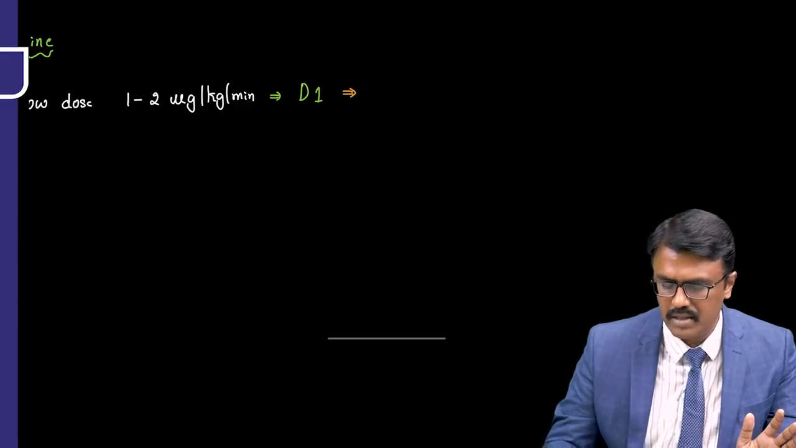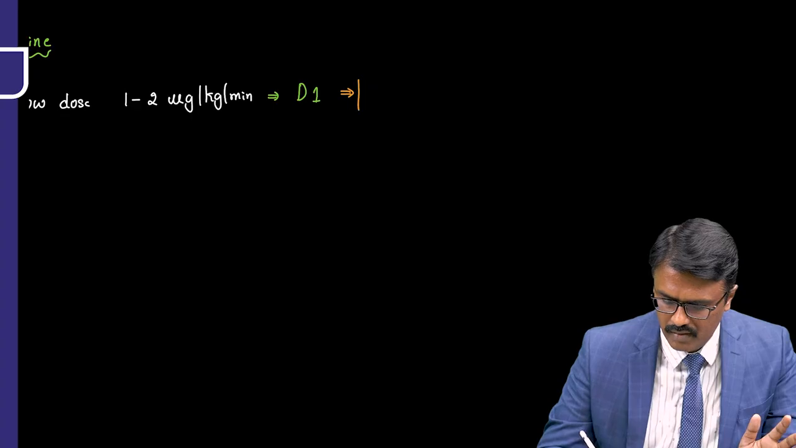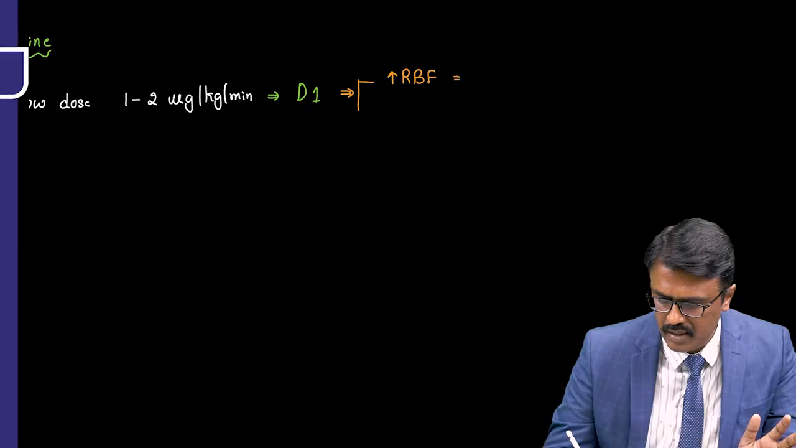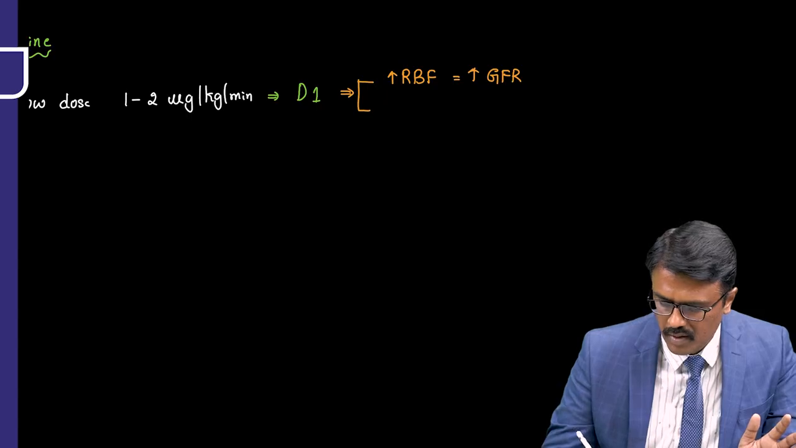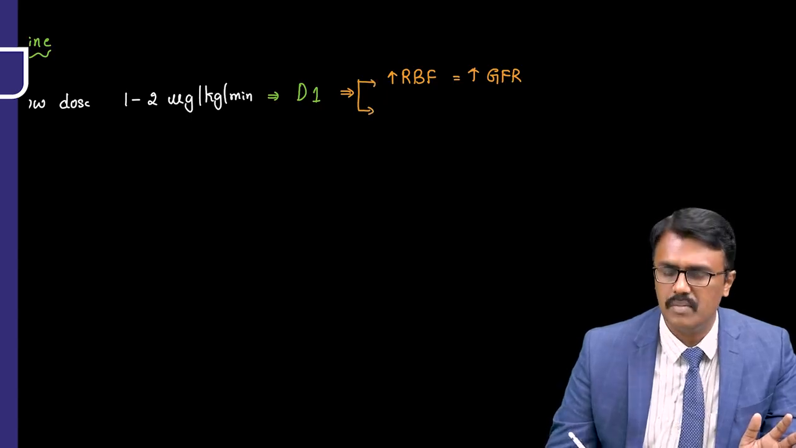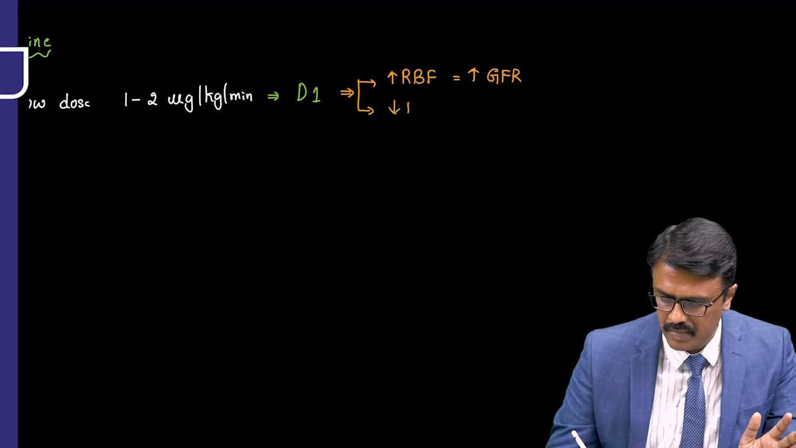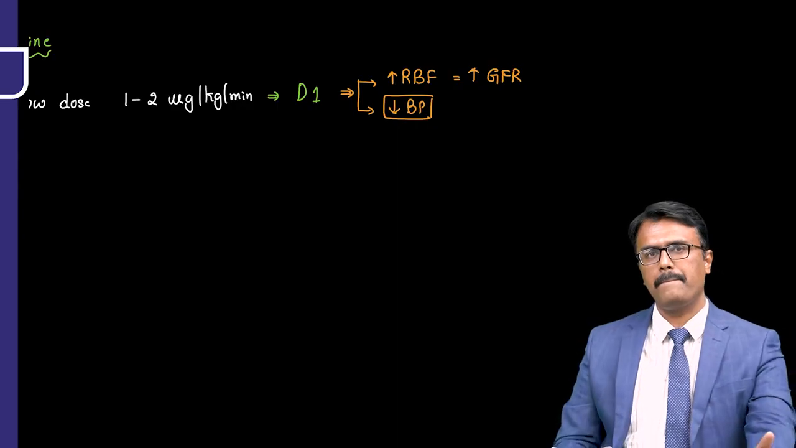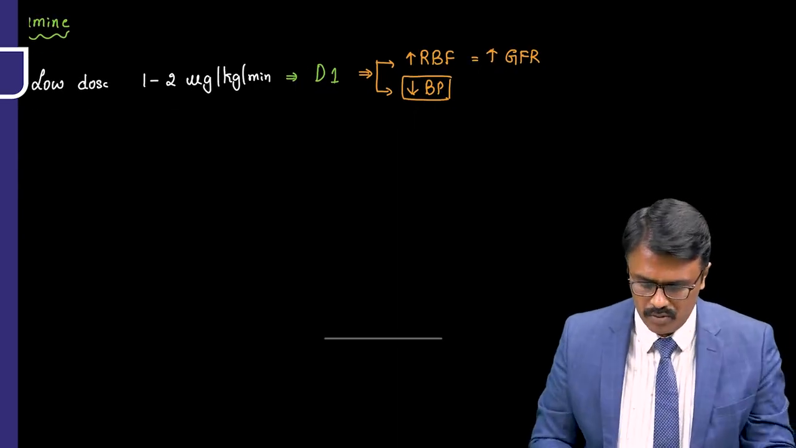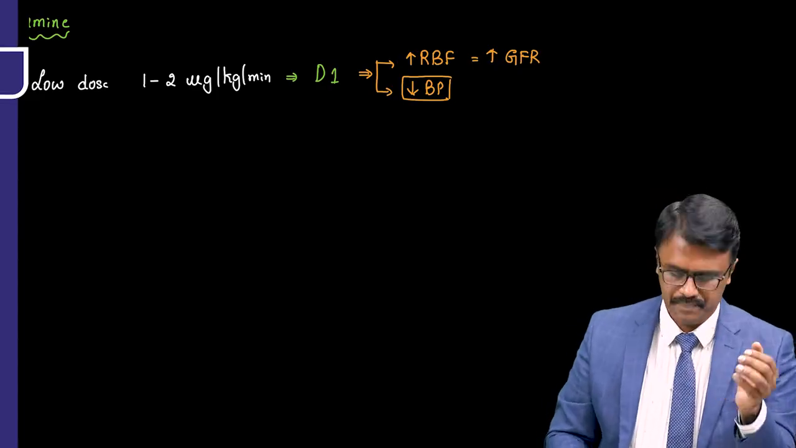So you know what is the action on D1? When you act on D1, it can increase the renal blood flow and it can increase the GFR. But it can also act on the mesenteric blood vessels and decrease the BP. So the drug can decrease the BP. At the dose of 1 to 2, it has been shown to decrease the BP.